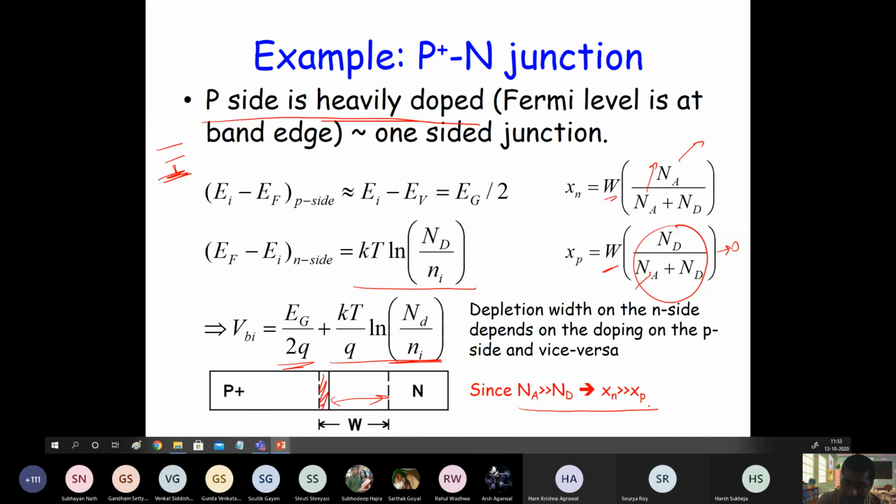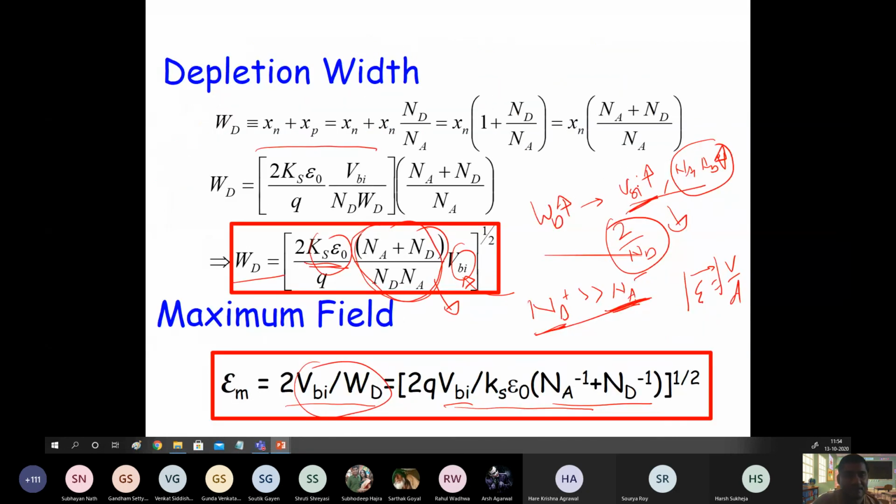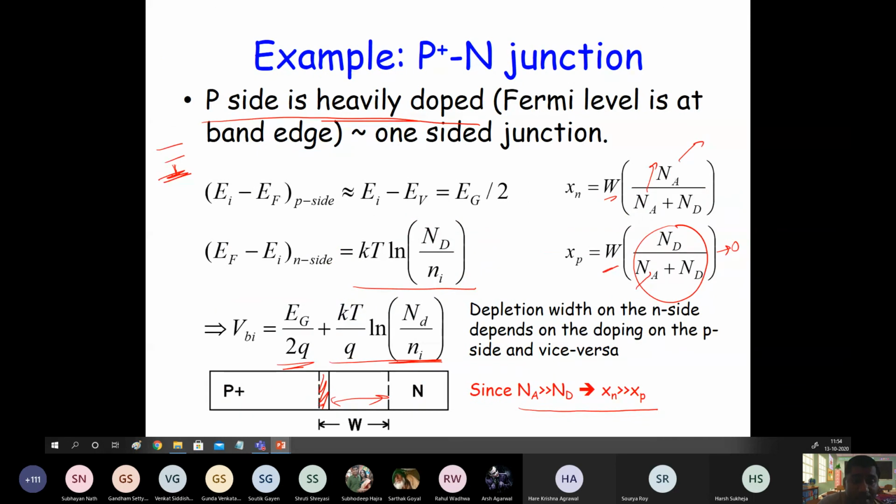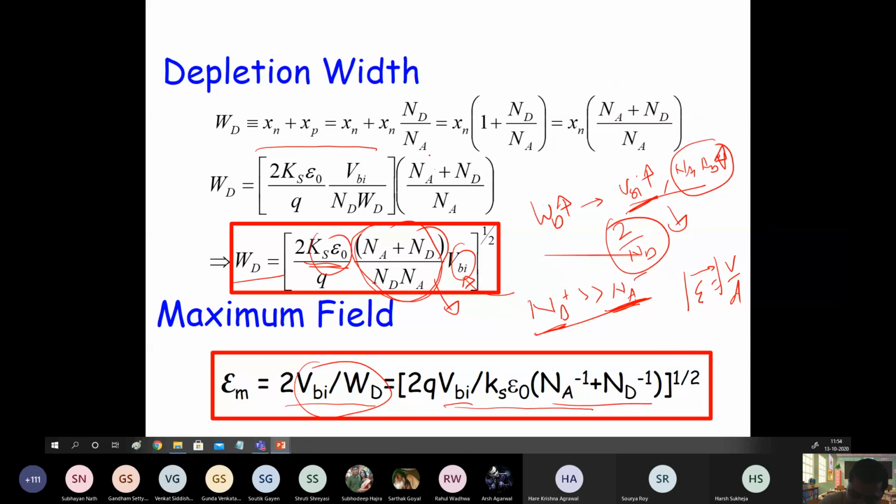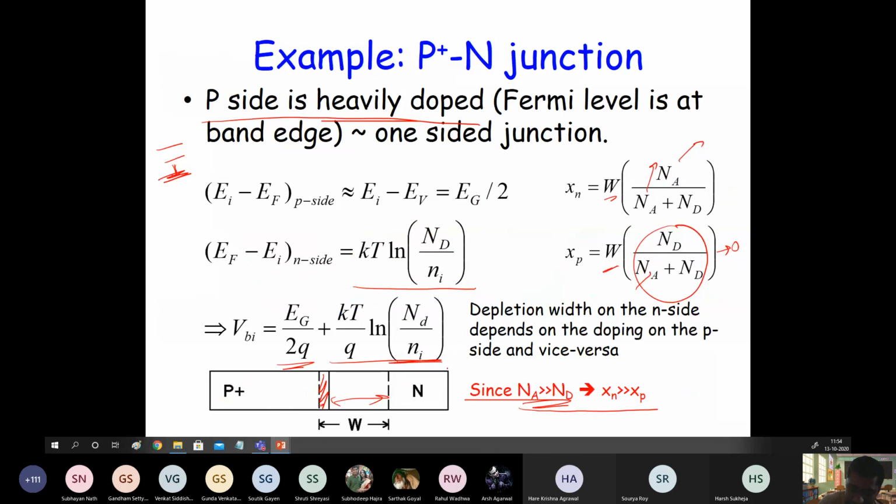And even on N side, if you see, Xn is W, right? But what about the expression for W? The expression for W is, now you see here, Na is much larger than ND, right? So if we substitute here, Na is much larger than ND, so this will cancel. So it will be 1 by ND, right? So depletion width will be proportional to 1 over ND. And this is the same as Xn.